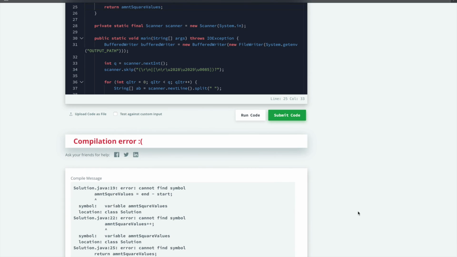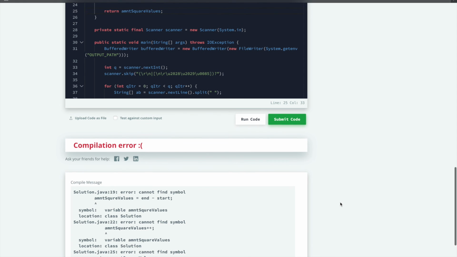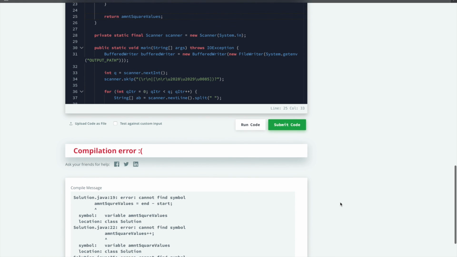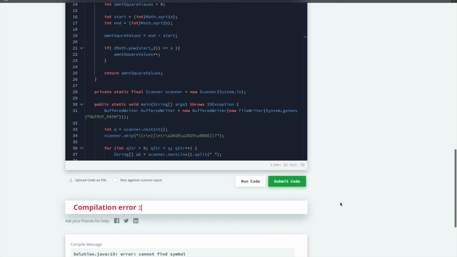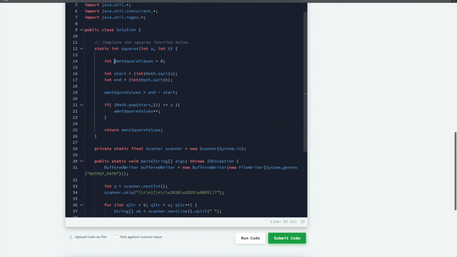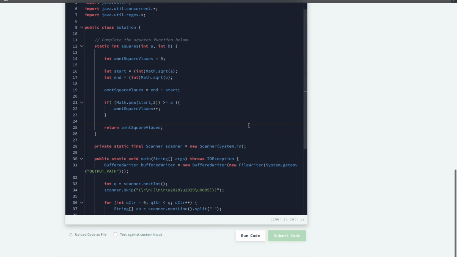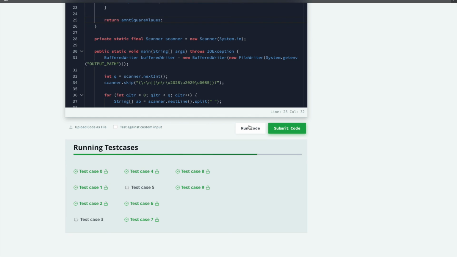Okay, so it seems like we have an error. Amount square values, square values. Alright, submit.